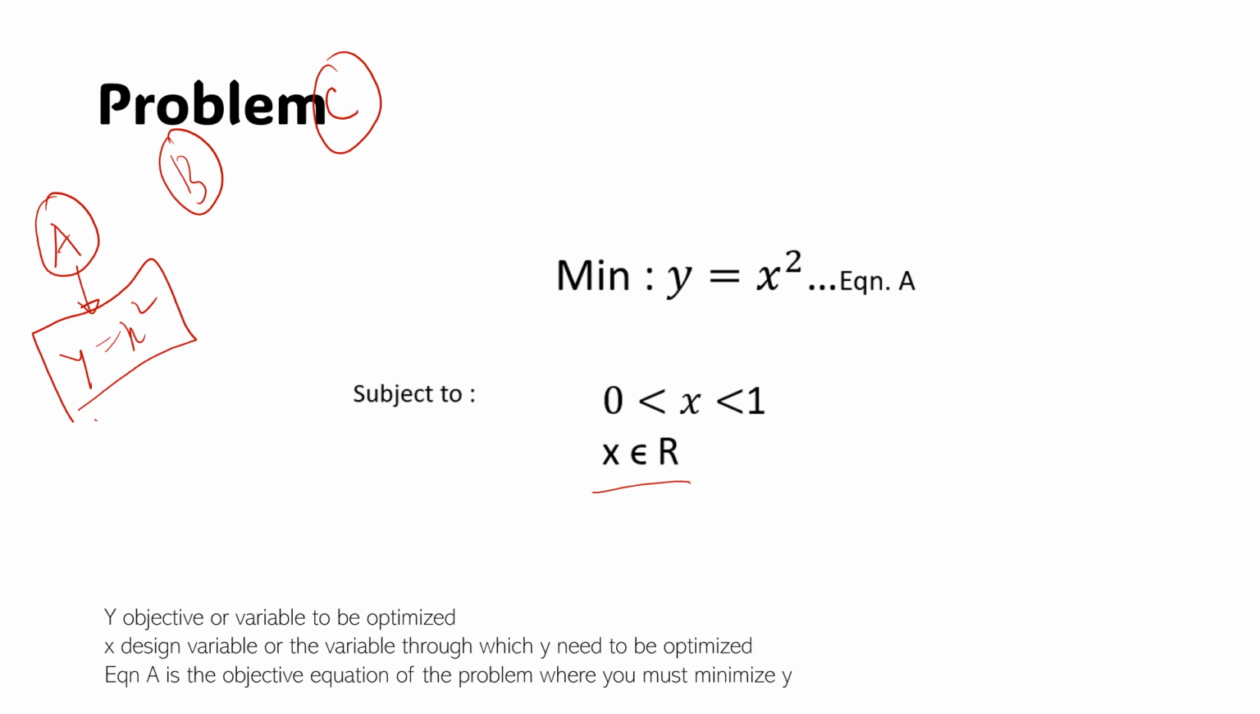So here what will happen? There will be 3 steps. First step is A, second step is B, third step is C.